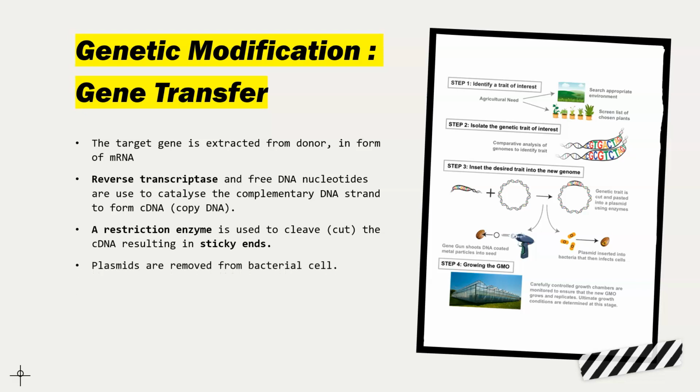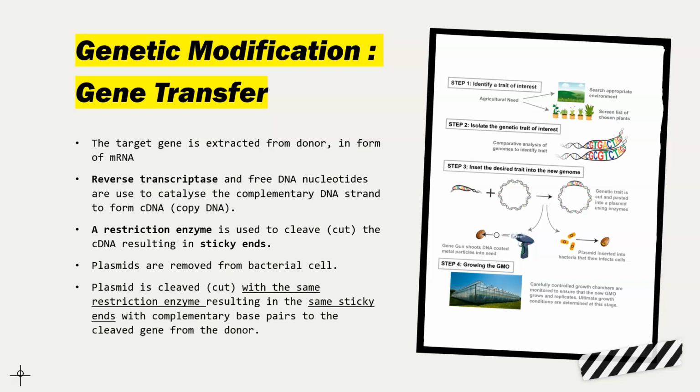Then what we do, so we've got the piece of DNA that we want out of the donor organism, the piece of DNA we want to implant somewhere else. Now what we need is a plasmid from a bacterial cell. Now what we do, we cut the plasmid with the same restriction enzyme because we need to get the same sticky ends and the same complementary base pairs so that we can put the donor gene into the plasmid.